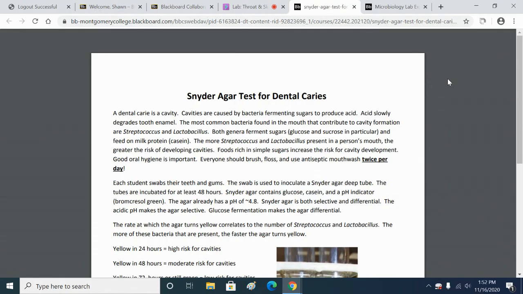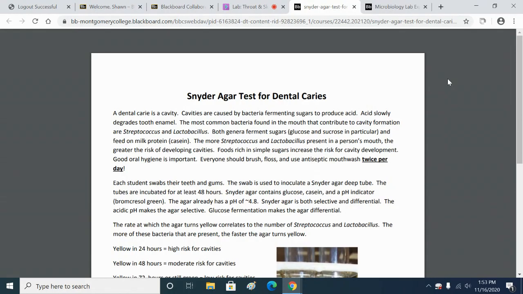So Snyder agar contains glucose, right, the sugar that's going to be fermented, casein, right, the milk protein, and a pH indicator, bromocresol green. And the agar already has an acidic pH of around 4.8. So bacteria that produce acid can tolerate the acidic pH. Other bacteria can't. So that makes Snyder agar both selective and differential. Right, the acidic pH makes it selective, and glucose fermentation makes the agar differential. So the green will turn to yellow with acid.